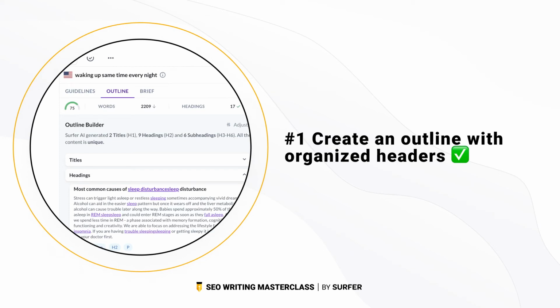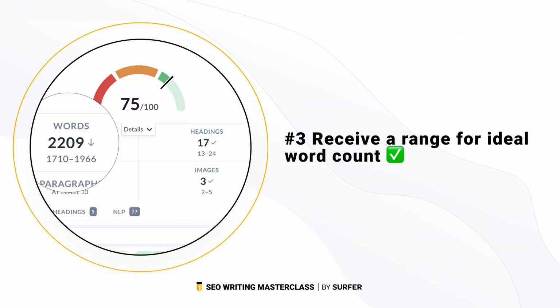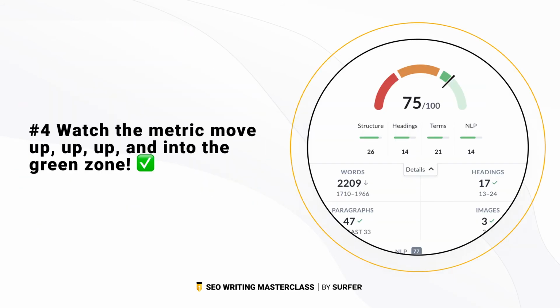So, I've got good news. I like good news. I imagine you like good news too. 95% of the things that I've mentioned in this lesson can be handled with one amazing tool. It's Surfer's content editor tool. And I know you're thinking, I'm just biased because I work at Surfer. I'm a writer. And it really, really, really is helpful. With the content editor, you'll be able to create an outline with organized headers, get a suggested number of images to include, receive a range for ideal word count, and basically watch the metric move up, up, up, and into the green zone.